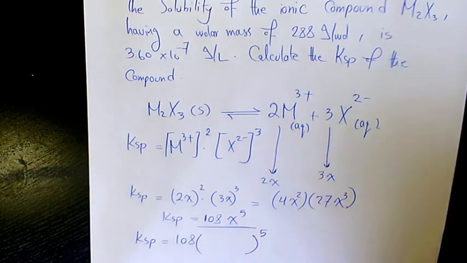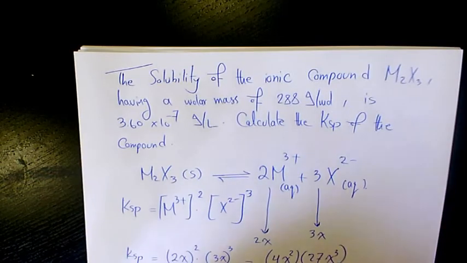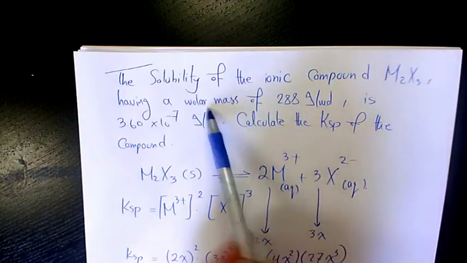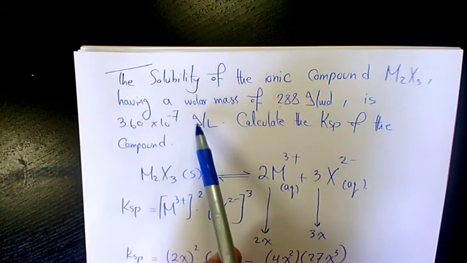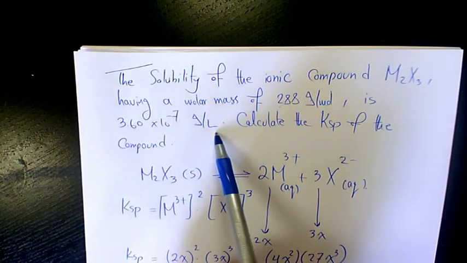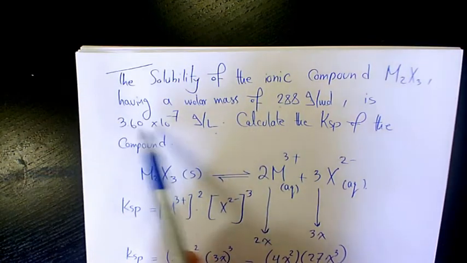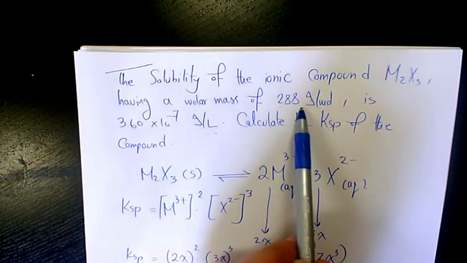How to find x? X is the solubility in terms of mole per liter. Do we have it? No, we have the molar mass in gram per mole, and we have the solubility in terms of gram per liter. In order to convert it to mole per liter, we need to divide this concentration by molar mass.